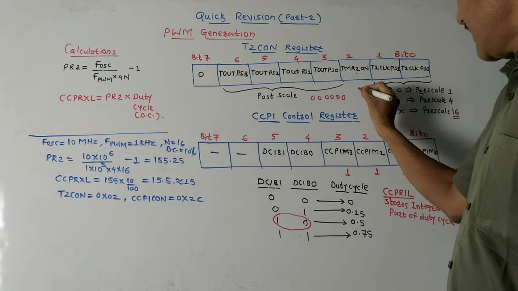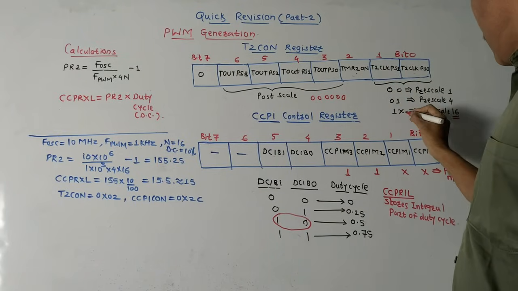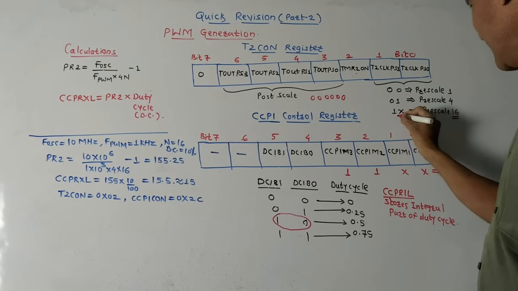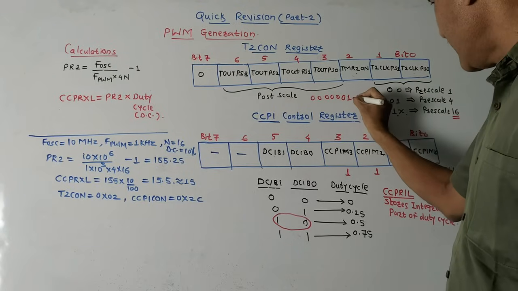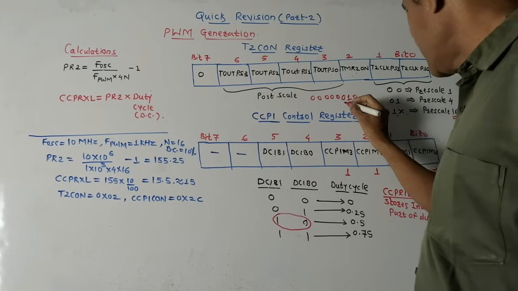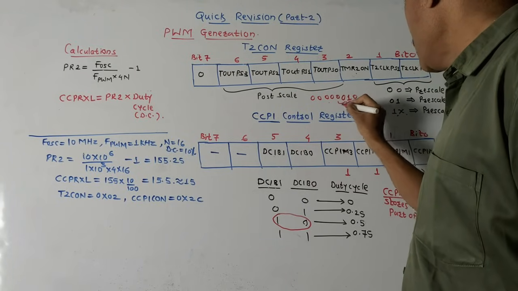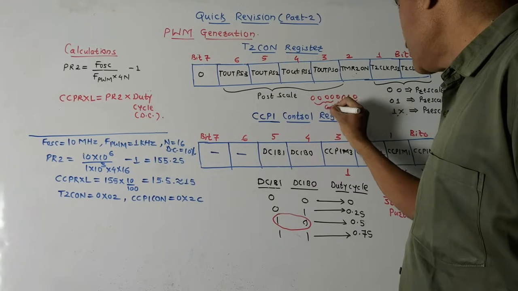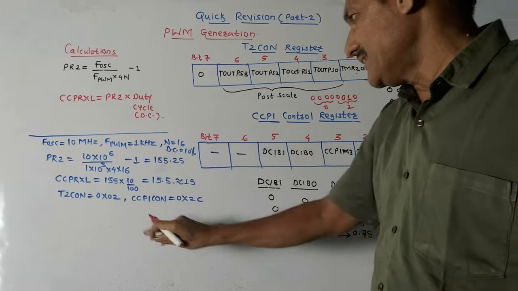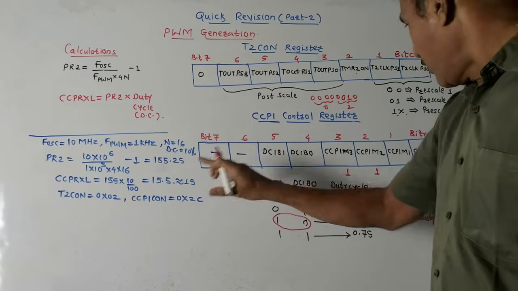Initially, this bit, Timer 2, should be 0. Then these values are for prescale 16. It is 1x. I am assuming it is 10. You can well write this as 11. So the corresponding value, this value is 2, and this value is 0. So I have written it as 0x02 in this format.